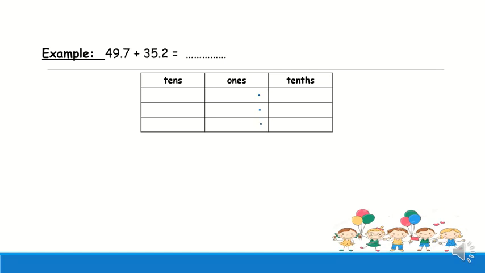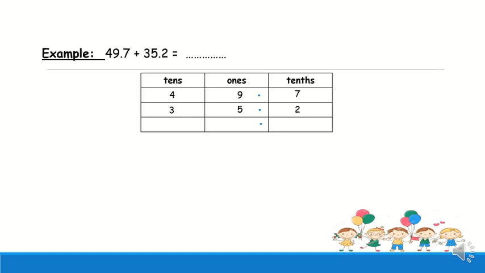Then I set up the numbers. I start from the whole part. So here 9 ones, 4 tenths, 7 tenths. Now tens and tenths, I have a big difference between them. Tens means the first digit before the decimal point, but tenths means the first digit after the decimal point. Then I line up the second decimal number, 5 ones, 3 tenths, 2 tenths.